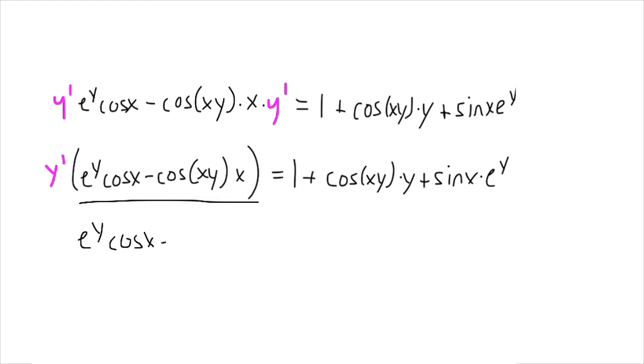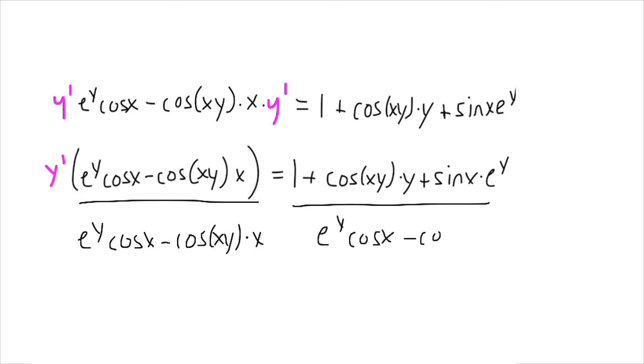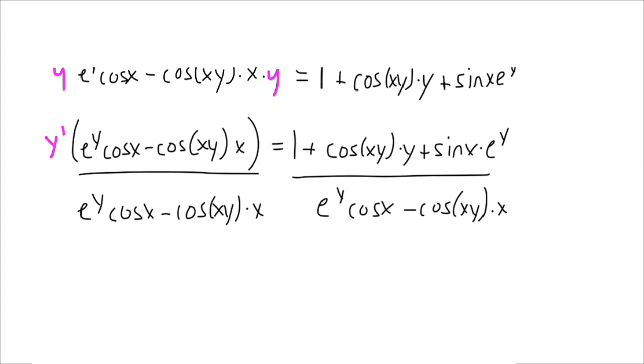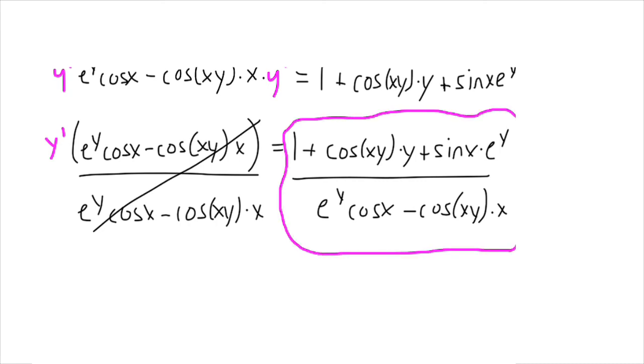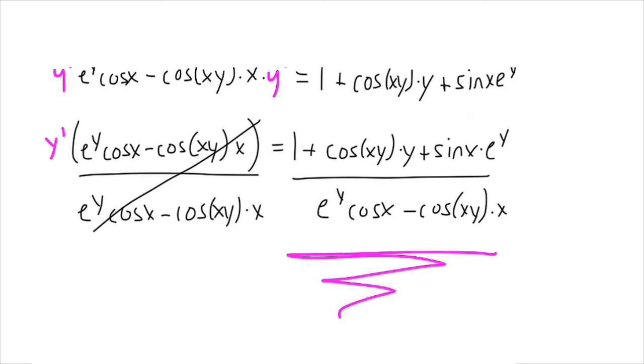E to the y cosine of x minus cosine of xy times x divided by e to the y cosine of x minus cosine of xy times x, right? So finally, out the door, I'm going to make this look pretty, and I'm going to basically say that y prime is that whole thing on the right. Do we agree? So here, in the interest of space, I'll just say y prime is going to be this. All that work to lead us right there, I'll just kind of underline it. And that thing on the right is our y prime.